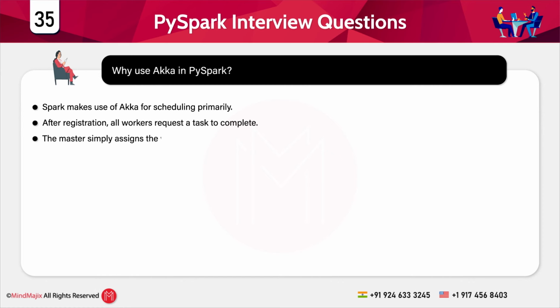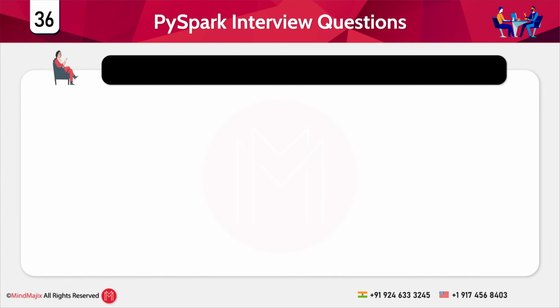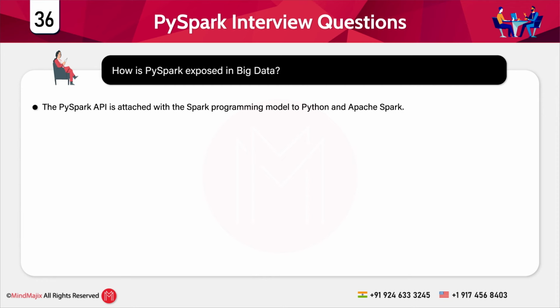So the master node simply assigns the work, and Spark uses Akka to communicate between the workers and the master in this particular case. The next question is, how is PySpark exposed in big data? So the PySpark API attaches the Spark programming model to Python and Apache Spark.